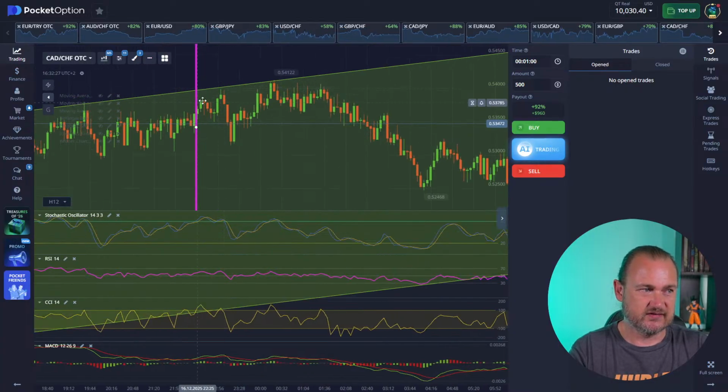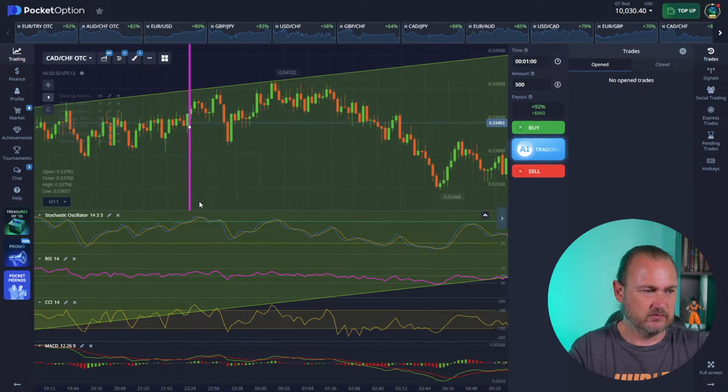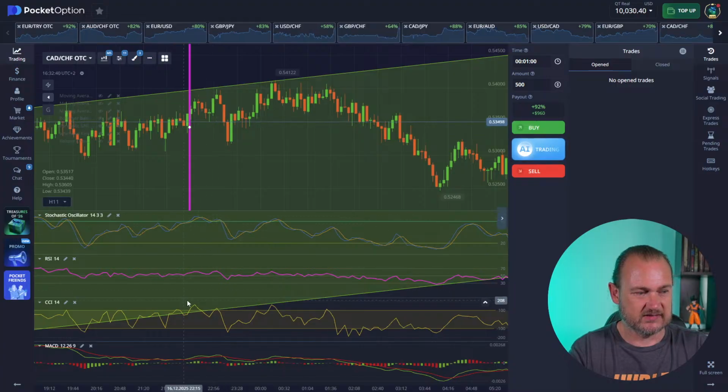There was divergence there. We could have taken a sell trade there, because we've got the divergence on the stochastic and on the CCI. Price was making higher highs, while both my stochastic and my CCI were making lower highs. Higher highs, lower highs.